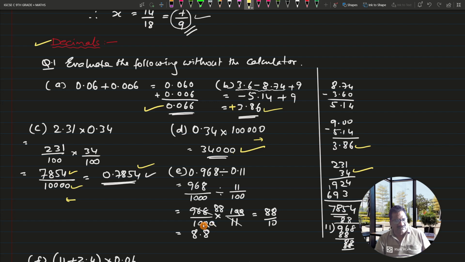Now this 1000 has three zeros and this 100 has two zeros, so two zeros will get cut. And 11 into 88 is 968, so I'll cut this 11 and 968 and write 88. But you have a 10 over here, so 88 upon 10. So your fraction is 88 upon 10, and 88 upon 10 can be written in decimal form as 8.8, which is your answer. This is how you do addition, subtraction, multiplication and division of decimal numbers.